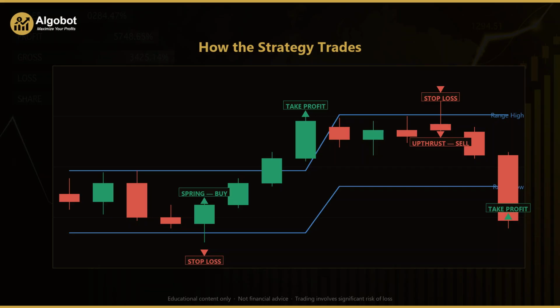Notice that in both cases the entry came from a failed move, not a successful breakout. That single idea, fading the sweep that traps everyone else, is the entire engine of this strategy. And again, this is a clean illustration for educational purposes only.